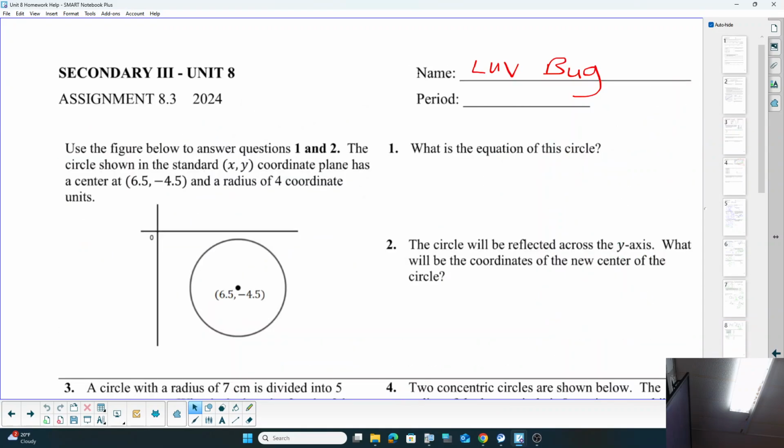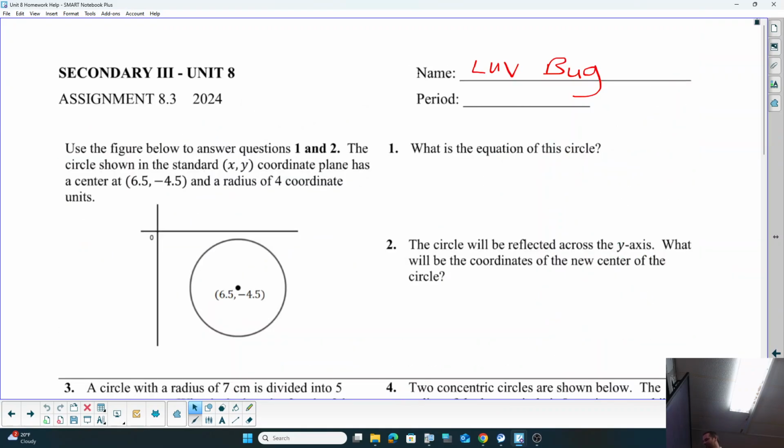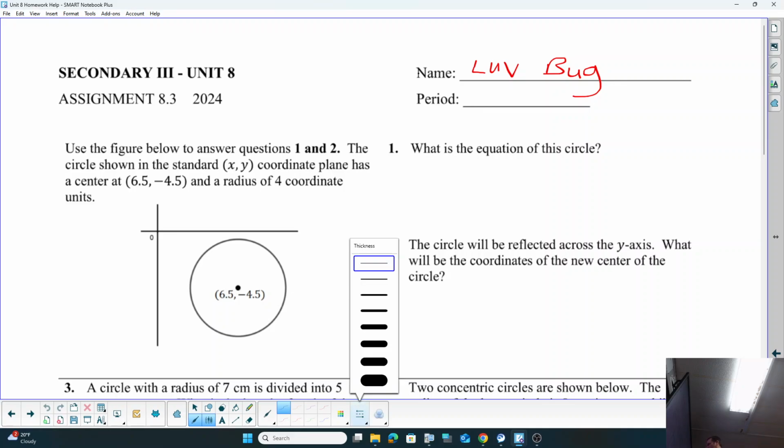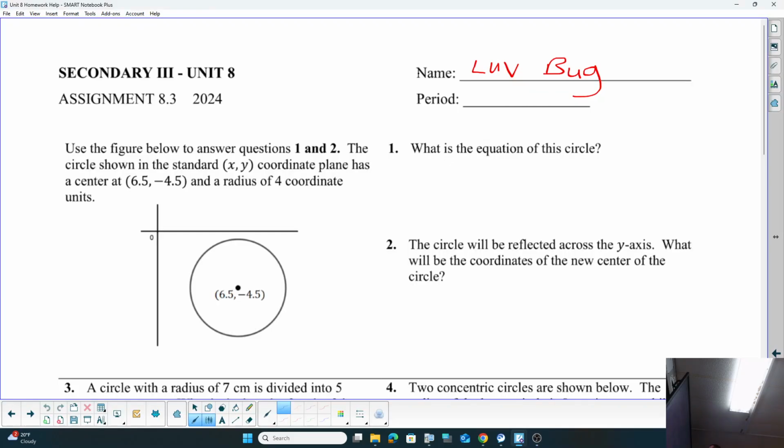Okay, here we go, 8.3. Okay, so we were doing circles. You need to know the formula for a circle. Do you remember the formula for a circle? Make sure it's recording, good.